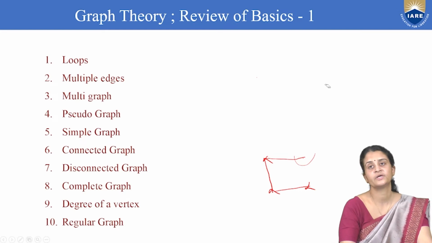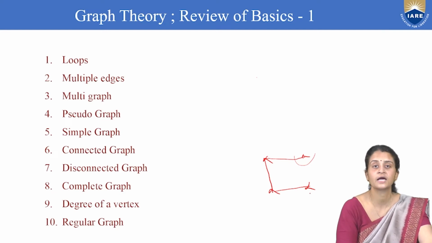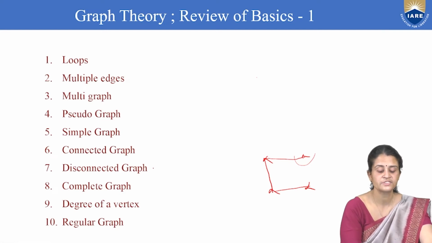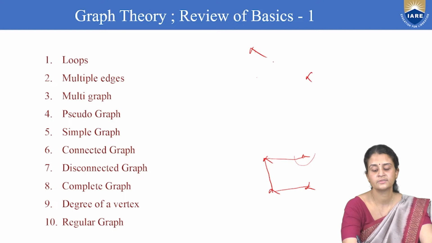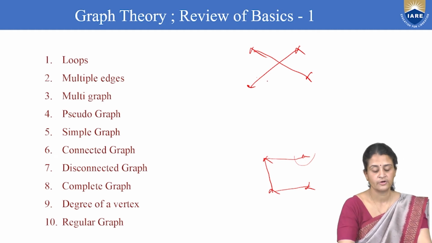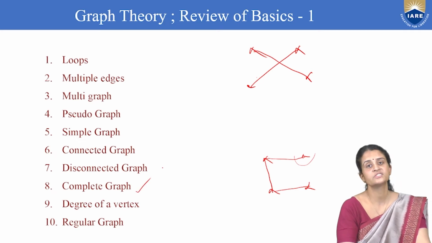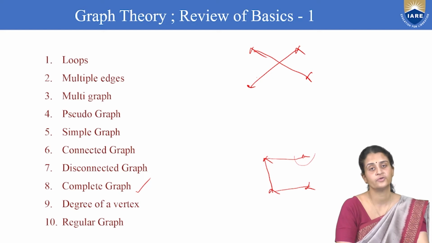A graph is said to be connected if every pair of vertices are connected by a path. Every distinct pair of vertices connected by a path, then the graph is said to be a connected graph. This is a connected graph, whereas the one which I have drawn like this is not a connected graph. This is a disconnected graph. Then comes the complete graph. What is a complete graph? If there exists an edge between every pair of vertices.